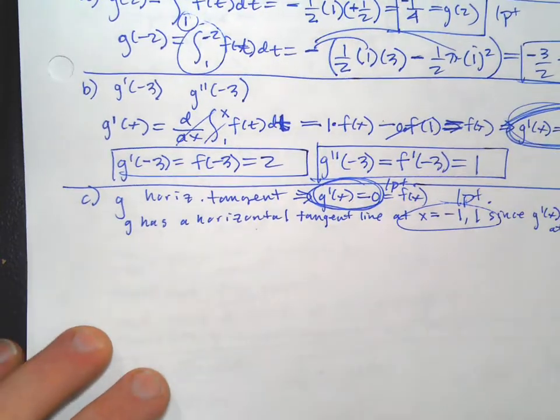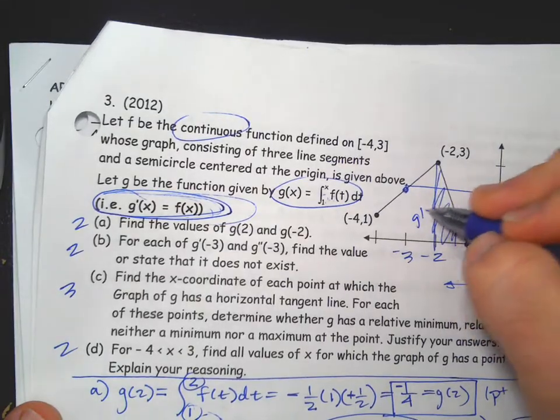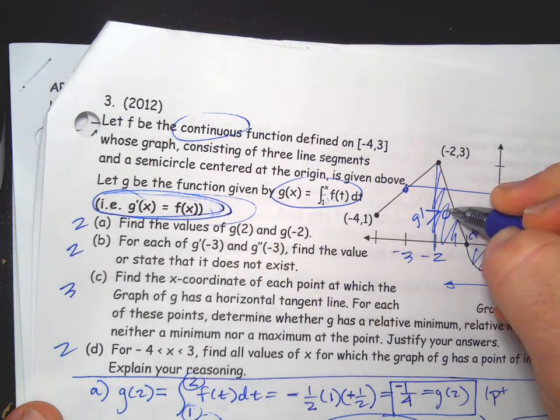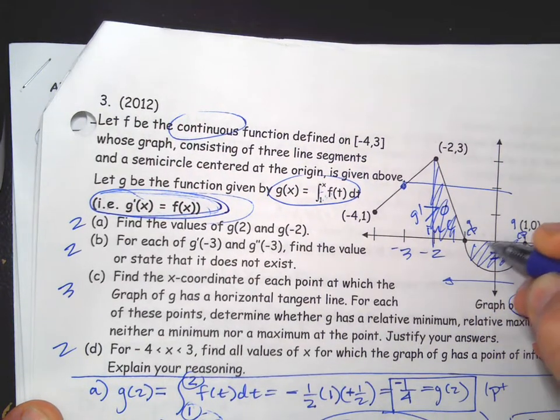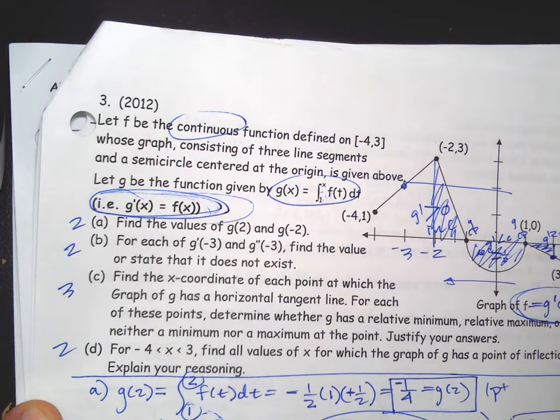Now I got to decide at -1 and 1 if either of them are relative mins, maxes, or neither, and explain why. Now, looking at the graph, I know that G prime is positive here. So it's increasing. And here G prime is negative, so it's decreasing. And here G prime is negative, so it's decreasing. So I can quickly say, it's going up and down.